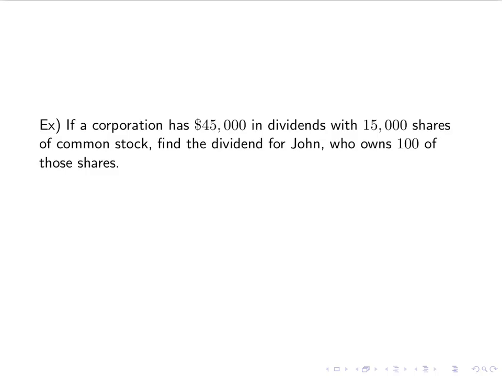If a corporation has $45,000 in dividends with 15,000 shares of common stock, find the dividend for John, who owns 100 of these shares. First we're again going to divide the dividend by the number of shares. So 45,000 divided by 15,000, we get $3 per share. John owns 100 shares, so we multiply 3 by 100, and John gets $300. Okay, so if it only has common stocks, then it's the easiest one, which is why we do it first. It gets a little more interesting when we have the other types.